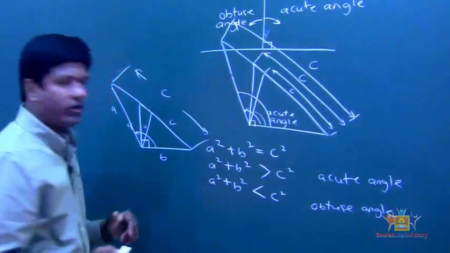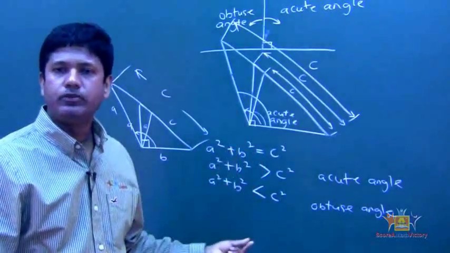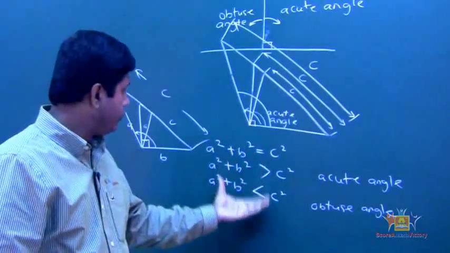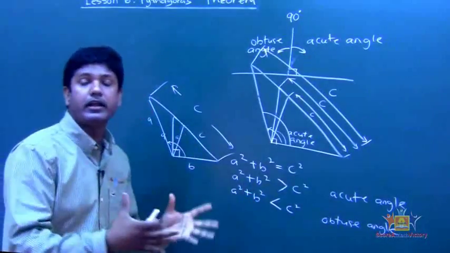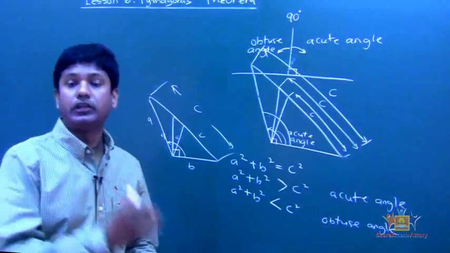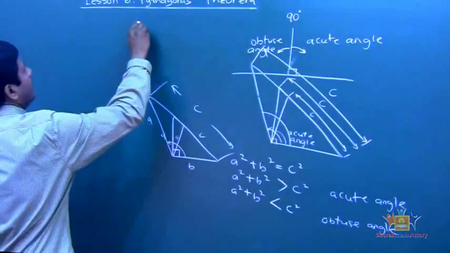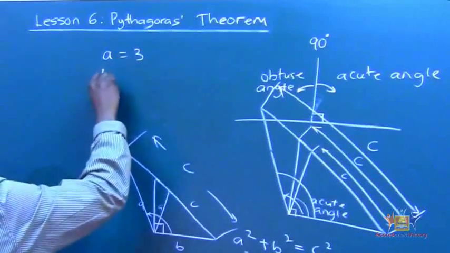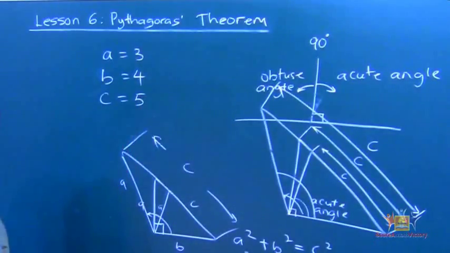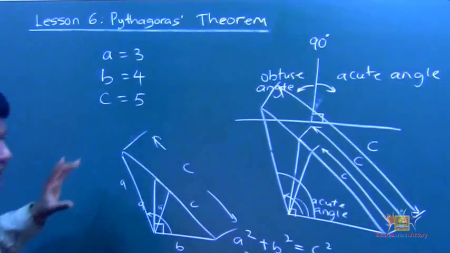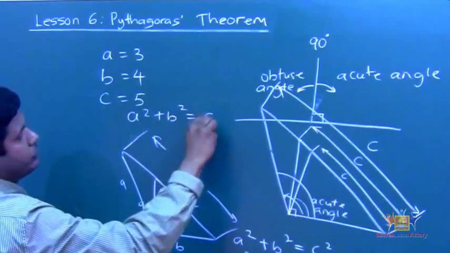So if I had to determine if that triangle is acute, obtuse, or right angle by using this principle right here, let's do a problem. Let's see if that triangle is a right angle triangle, acute triangle, or obtuse triangle. Let's say Mr. Mac gives you A equals 3, B equals 4, C equals 5. If this is a right angle triangle, then A squared plus B squared should equal C squared.